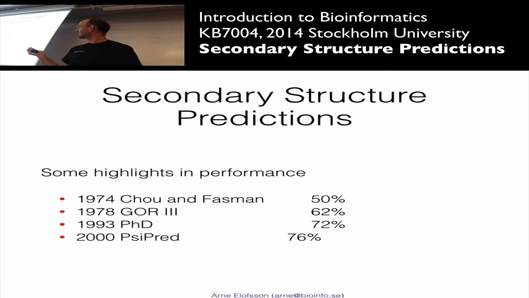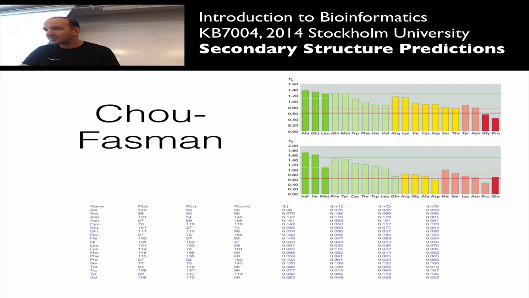So this is basically how good things are. Let's look at percentage accuracy. I was actually going to show the first method that was developed, which was actually by Chou and Fasman.